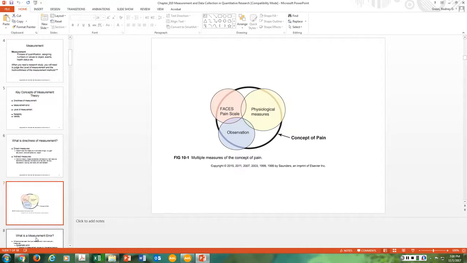This is a Venn diagram of the concept of pain. So the outer black circle indicates the total concept of pain. And pain can be measured using physiologic measures, the FACES pain scale, which I'm sure you're very familiar with, and observation.